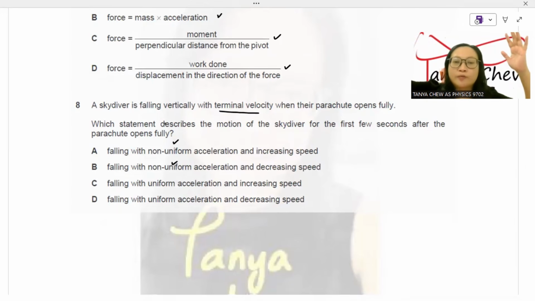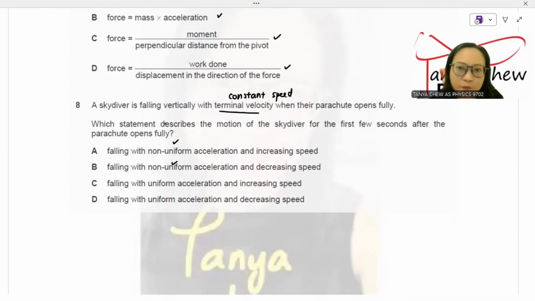Initially, terminal speed means a constant speed. The skydiver already falls with a constant speed, but when the parachute is open, due to the large surface area of the parachute, a large amount of air resistance acts on the skydiver together with the parachute. So it will be like floating a bit and then falling even more slowly. So falling with non-uniform acceleration with decreasing speed when the skydiver opens the parachute. B is the answer.